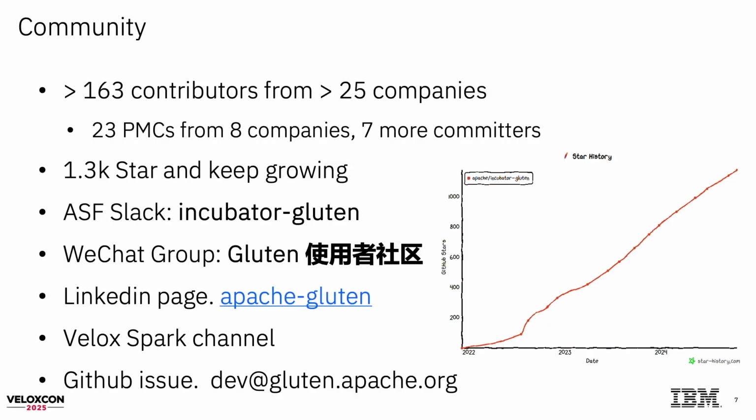Okay, this is the current status of the community. There are more than 163 contributors from more than 25 companies, and 1.3k stars and growing. We have the ASF Slack channel, and we also have the WeChat group. Currently, most of the Gluten users are still in China. We also created our LinkedIn page, and we have the Velox Slack channel.